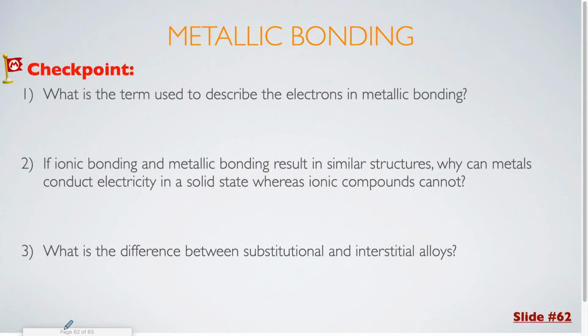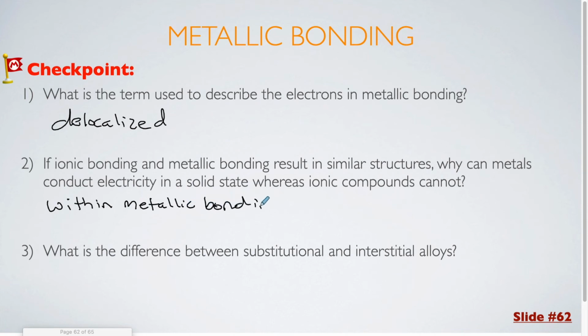For our first checkpoint question, we are asked for a term that describes electrons within metallic bonding. Our term here is delocalized. This term means that the electrons do not have a specific location and they can exist within the entire structure. For number 2, if ionic bonding and metallic bonding result in similar structures, why can metals conduct electricity in a solid state, whereas ionic compounds cannot? Within metallic bonding, electrons are free to move.